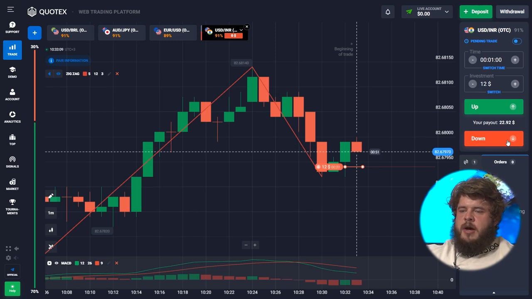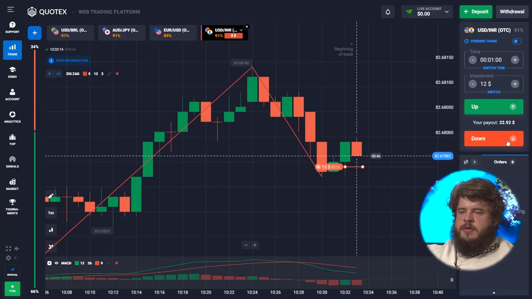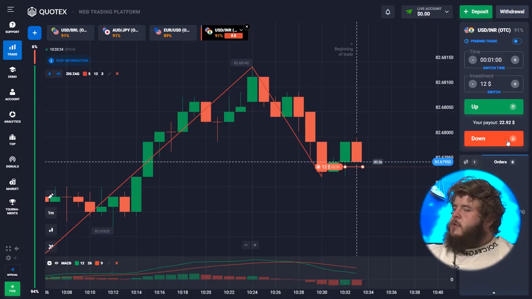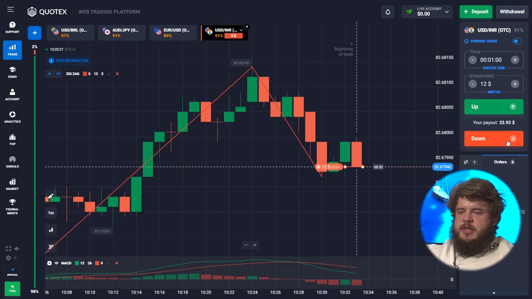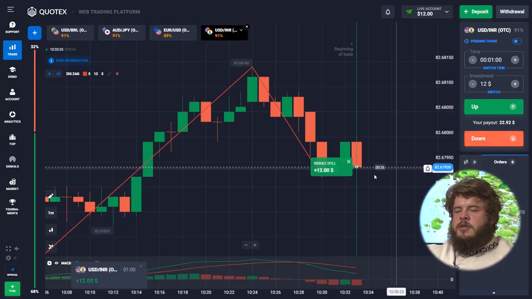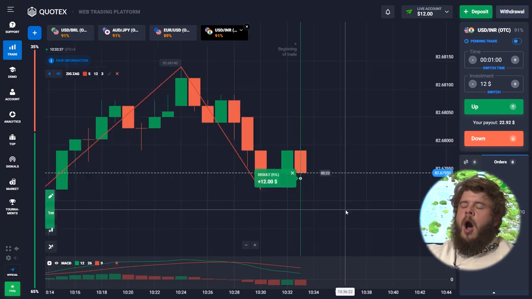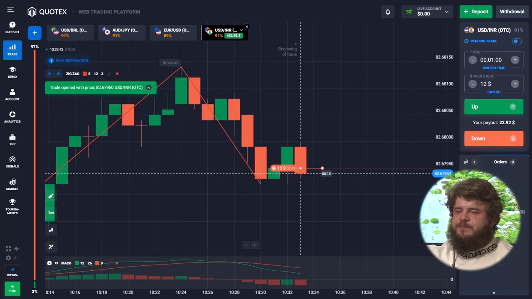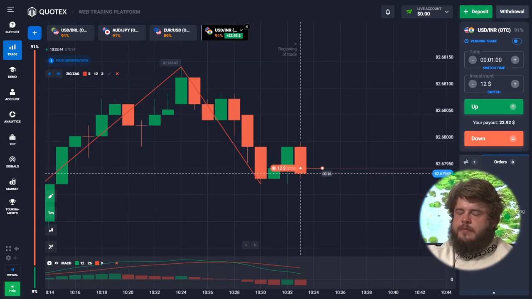For those who don't know how it works, there are two lines, a green one and a red one. If the green line is above the red one, it means for us that the price will go up. If the green line is below the red one, it means for us that the price will go down. Everything is very simple. You just need to look after the green line. Now the green line is below the red one, and for us it means that the price will go down. So the first trade was a draw.